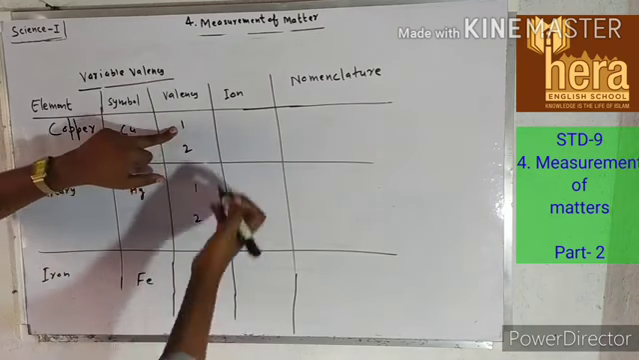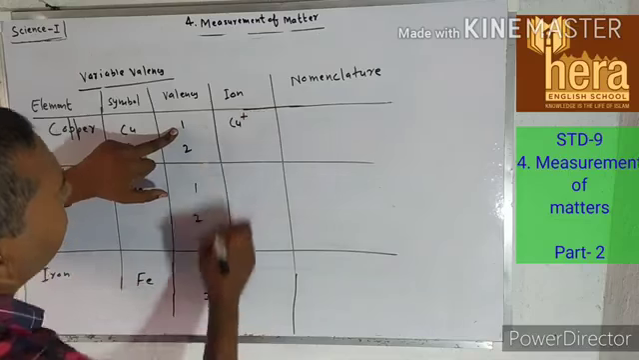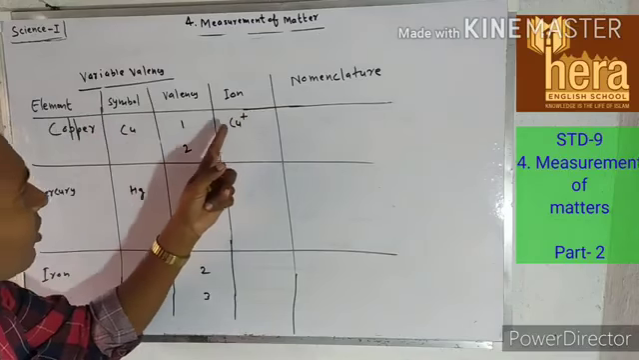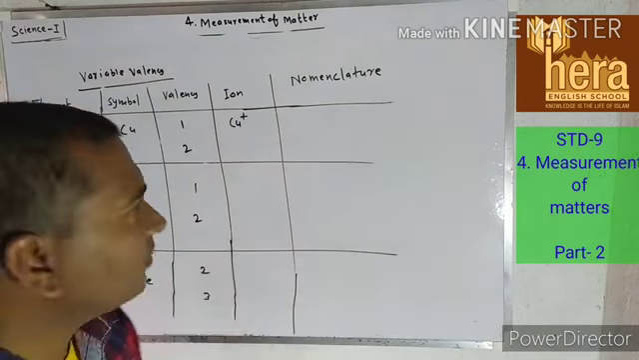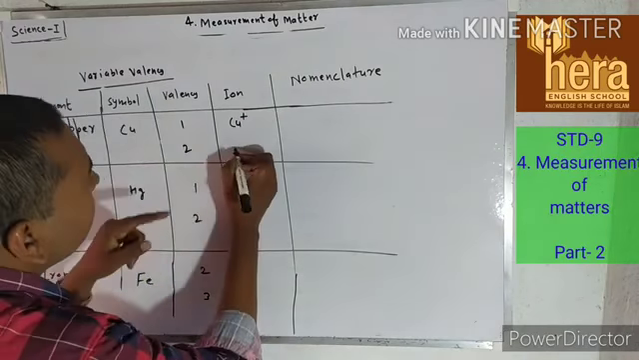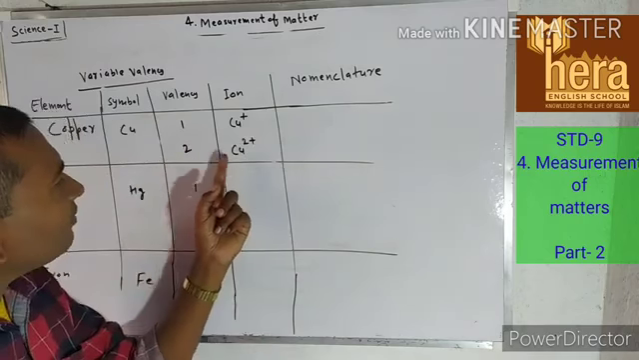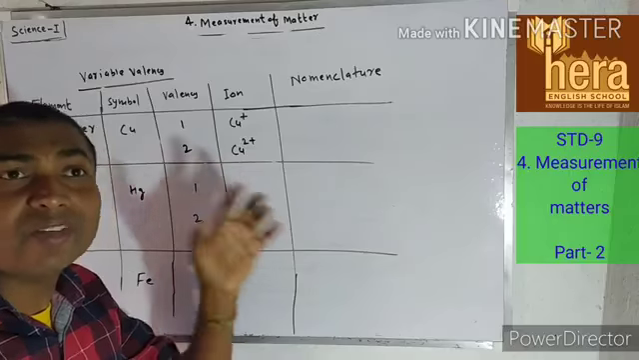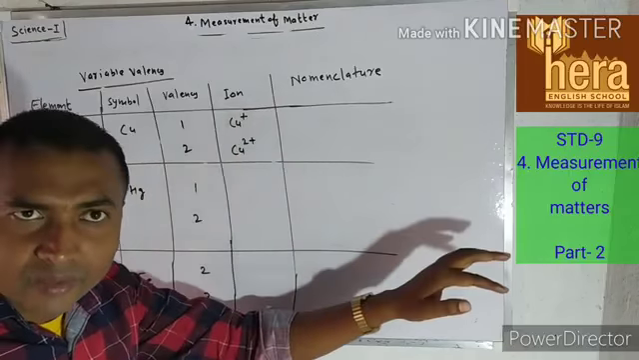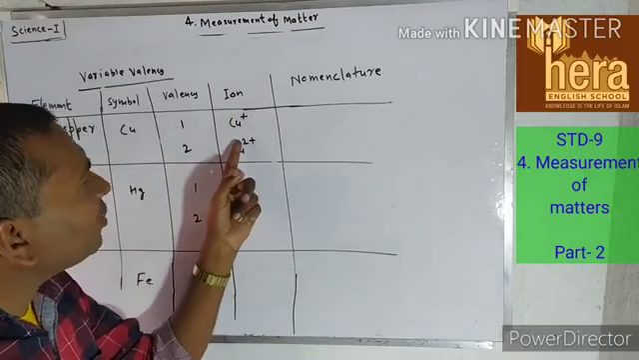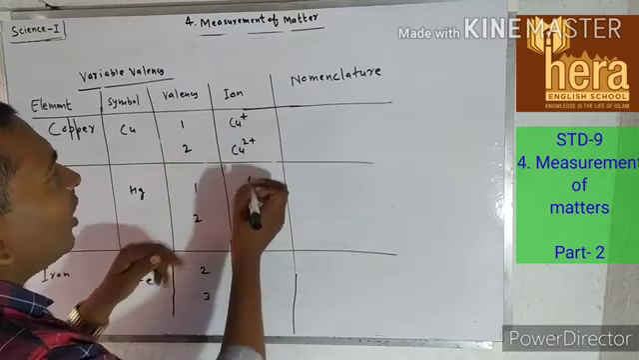Valency 1, so the ion formed will be Cu plus. Cu plus means what? Copper has given 1 electron to a different atom. Similarly, if you write Cu2 plus, it means copper has given 2 outermost electrons, or 2 valence electrons, to a different atom. How many electrons have they given? 2 electrons.